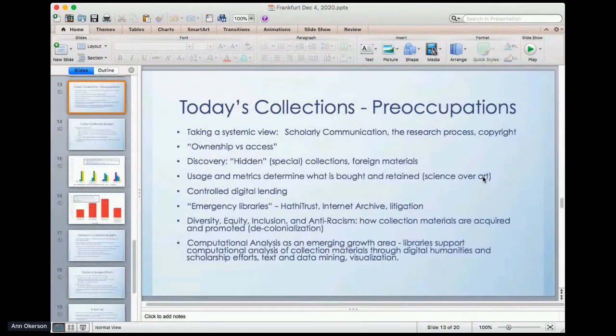Collections librarians today have fresh and additional preoccupations. So here's a selection of hot buttons that affect our work in various ways. At a macro level, we are concerned about the implicit question of just what a library needs to own and what it can forego ownership on if it has assured access.